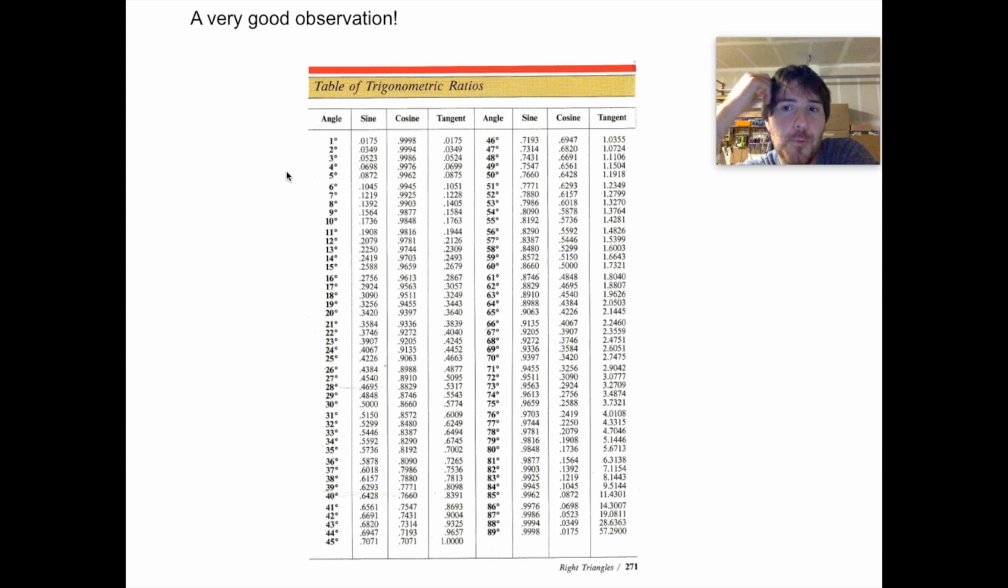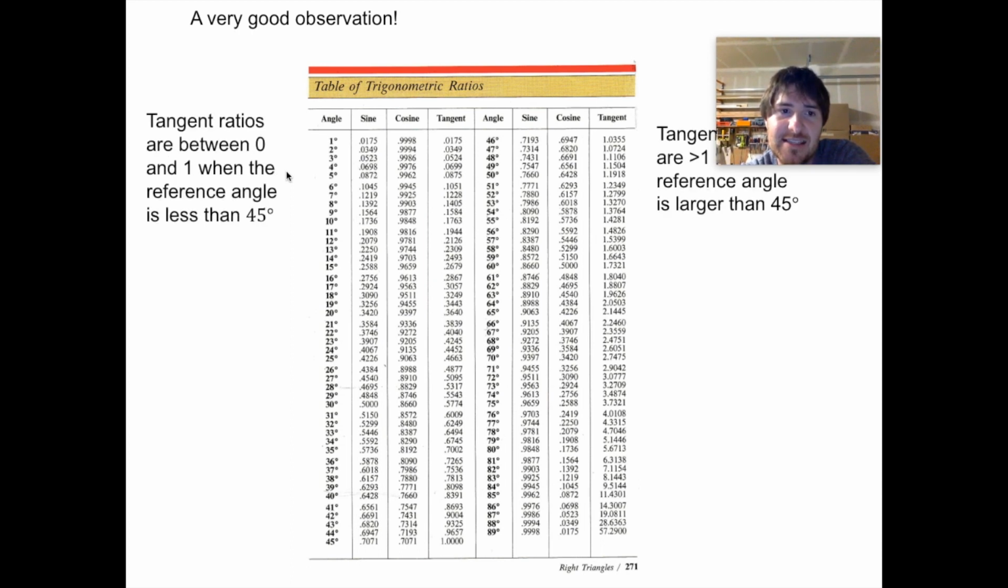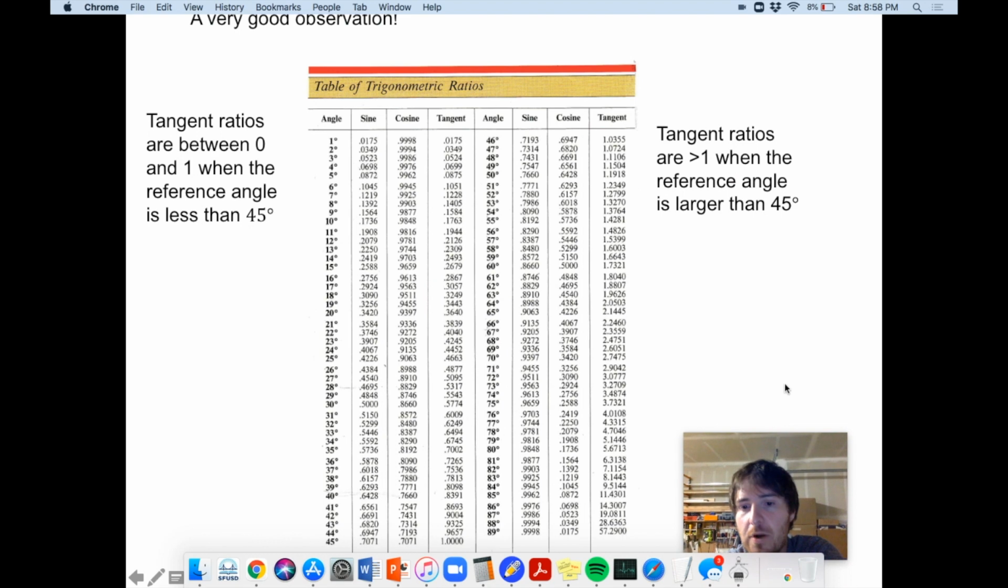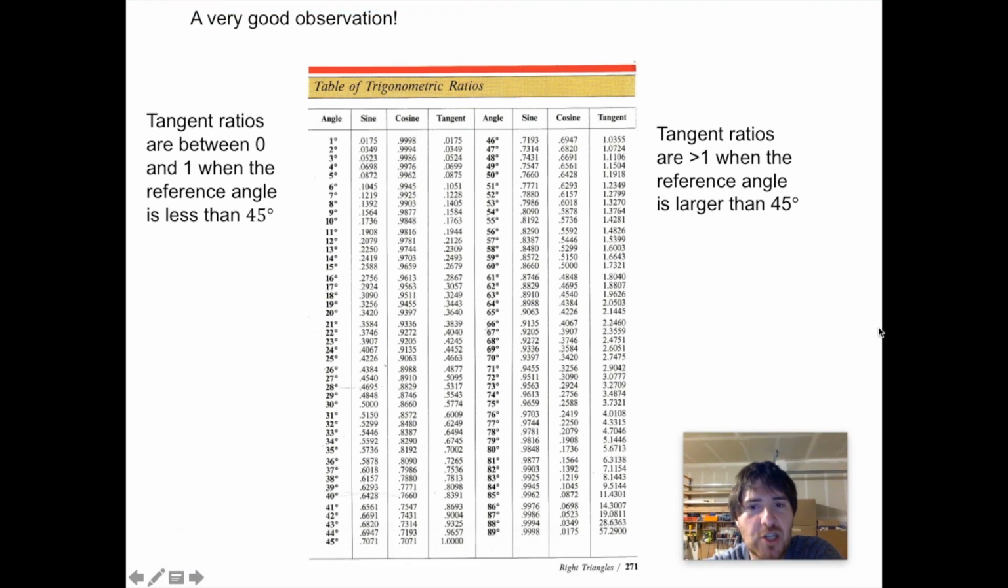We get exactly 1. What happens when the reference angle is less than 45 degrees? What can we say? The tangent is less than 1, right? It's between 0 and 1. So it's a very good observation to have, something I always want to point out, to check: are you pulling up the right information? Are you in degree mode or are you in radian mode, right? Oh man, famous last words. I'm in the wrong mode here. You've got to be in degree mode to get this right.